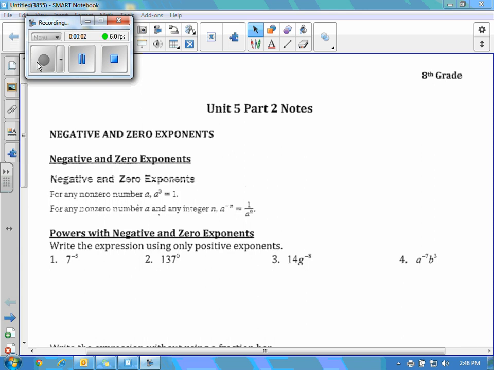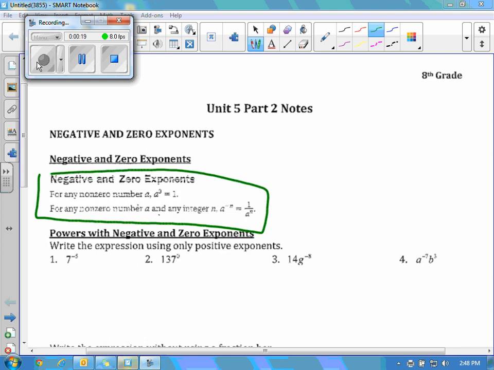In Unit 5, Part 2, we were talking about negative and zero exponents. The notes themselves are actually pretty short, but this can be a confusing topic, so make sure you ask if you have any questions. So the rules are right here, straight out of the book again. Again, hard to read on the video, I apologize, but on your notes, it shouldn't be too bad.